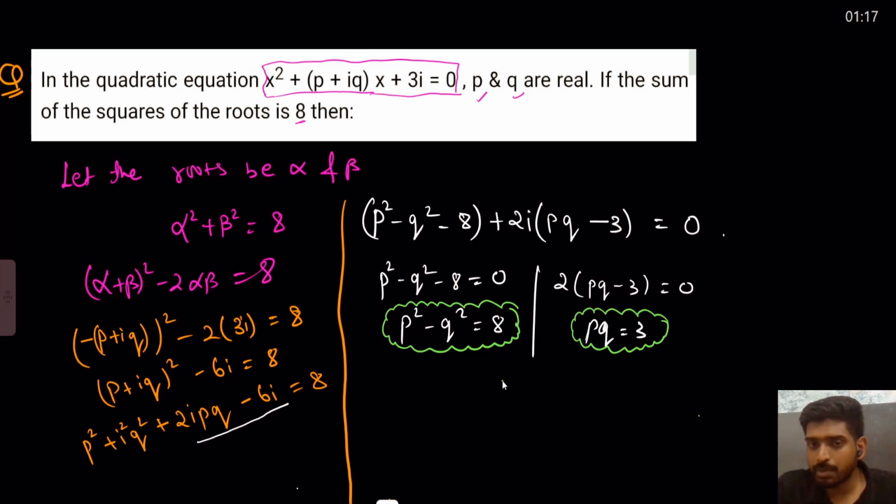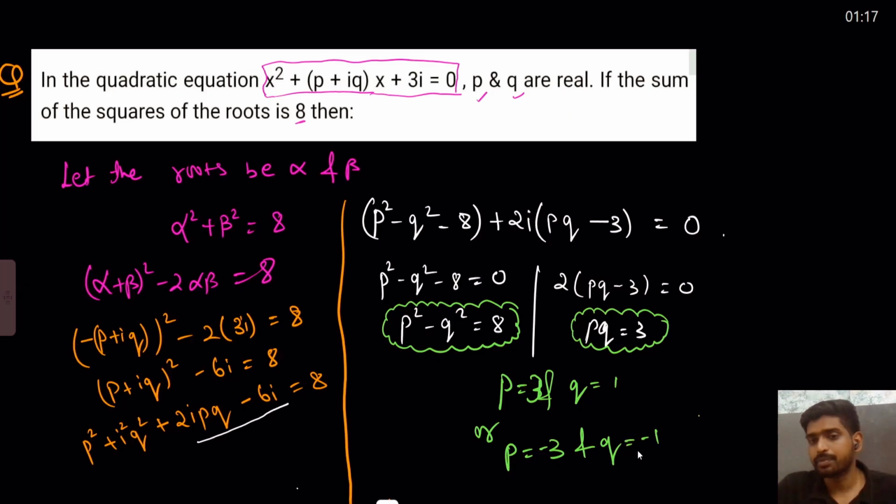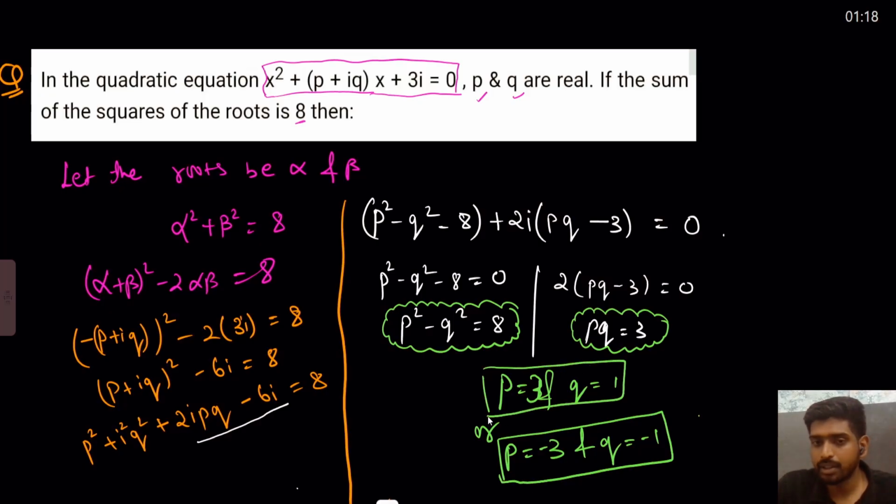The possible values of p and q will be p is 3 and q is 1, or p is minus 3 and q is minus 1. So these are the two pairs of possible values of p and q.